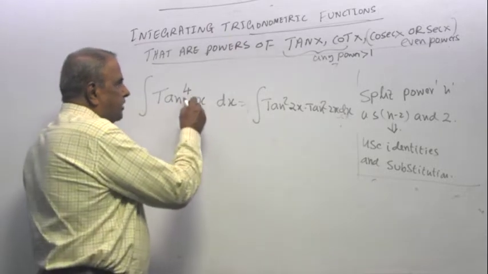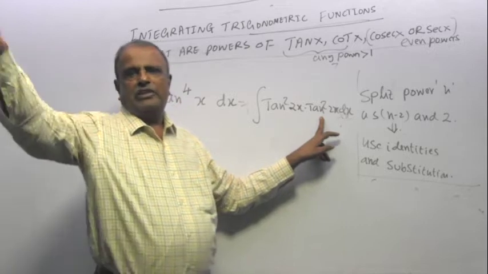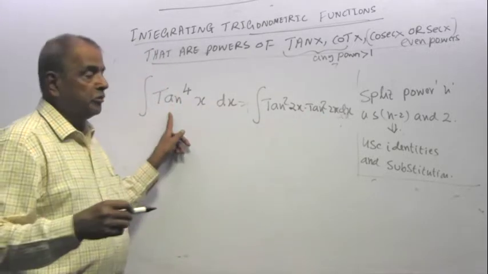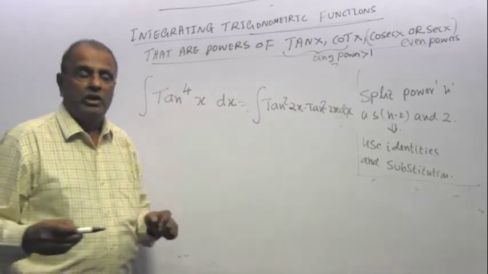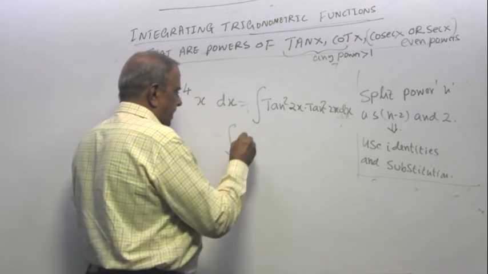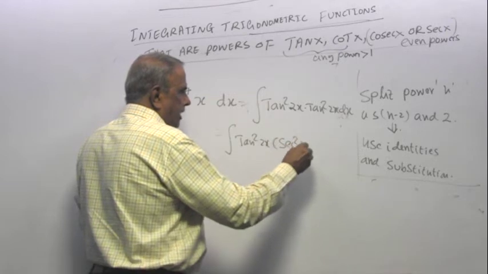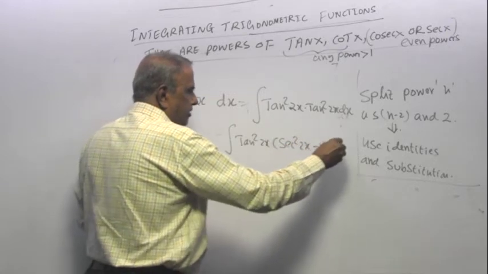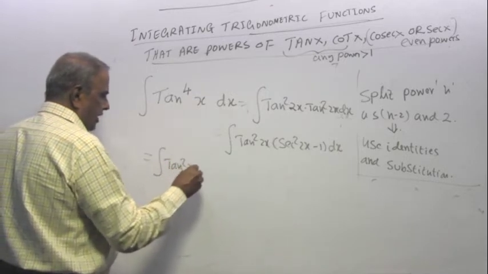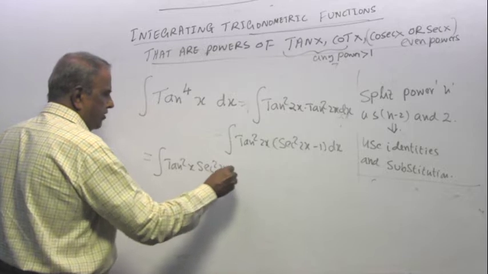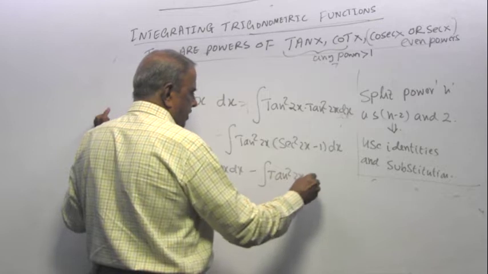Look, if this were to be tan power 6, I would have tan power 4 and tan squared, and I would write tan squared as sec squared minus 1. But this is tan power 4, so I've got 2 tan squareds. Change only one of the tan squareds to sec squared. So it's integral tan squared 2x times sec squared 2x minus 1 dx. So that becomes integral tan squared 2x sec squared 2x dx minus integral tan squared 2x dx.